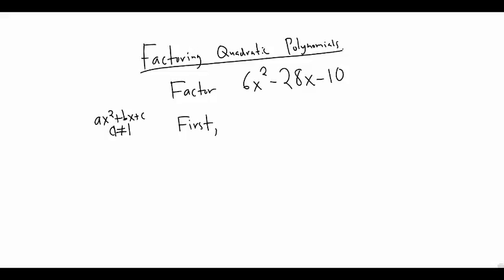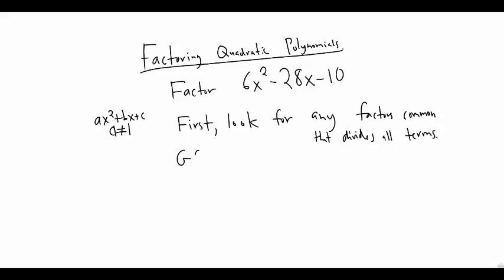Generally, when factoring any polynomial, you should see what the GCF is. What is the greatest factor that divides all terms? Here, each term is divisible by 2. And that turns out actually to be the greatest common factor. There's nothing larger than 2 that divides all 3 terms at the same time.